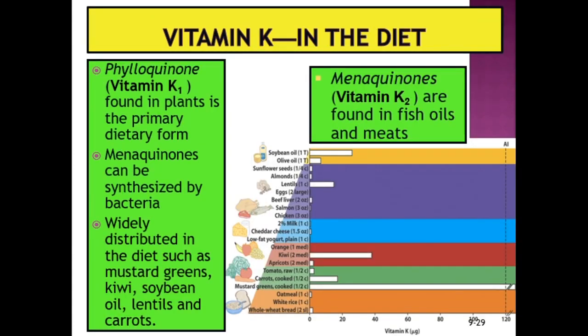Okay, the last type of fat-soluble vitamin is vitamin K. Phylloquinone, vitamin K1, found in plants, is the primary dietary form. Menaquinone can be synthesized by bacteria and is widely distributed in the diet, such as mustard greens, kiwi, soybean oil, lentils and carrots. So this is the source of food that contains vitamin K. Menaquinone, which is vitamin K2, is found in fish oil and meats. So we have to take this type of food to get vitamin K from the diet.